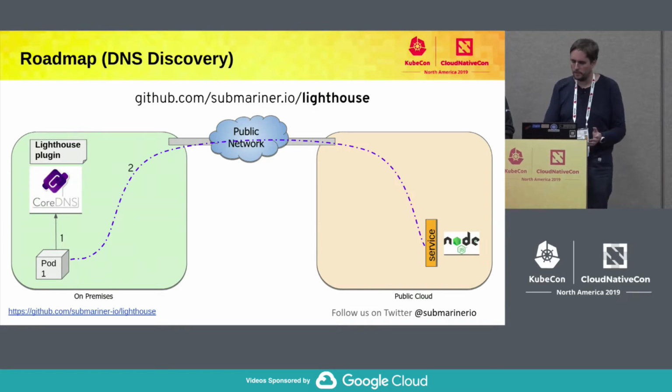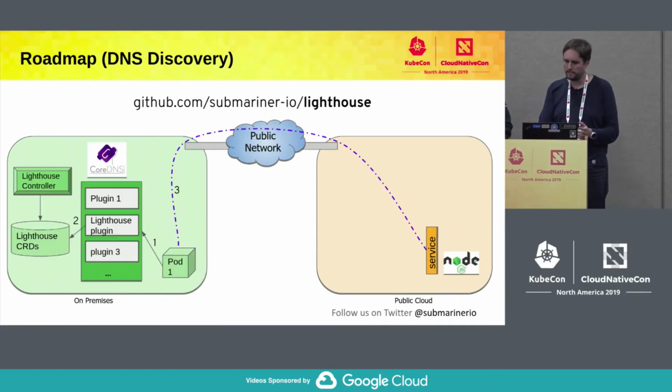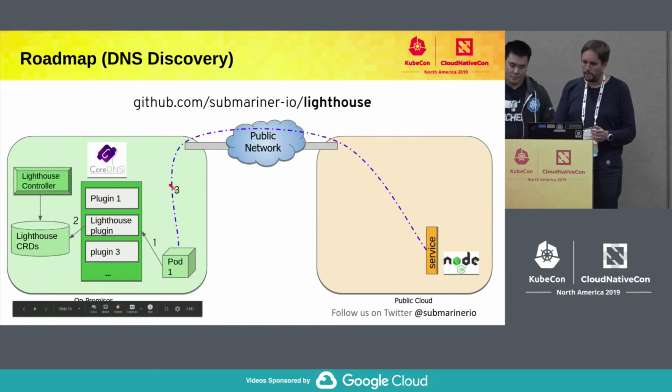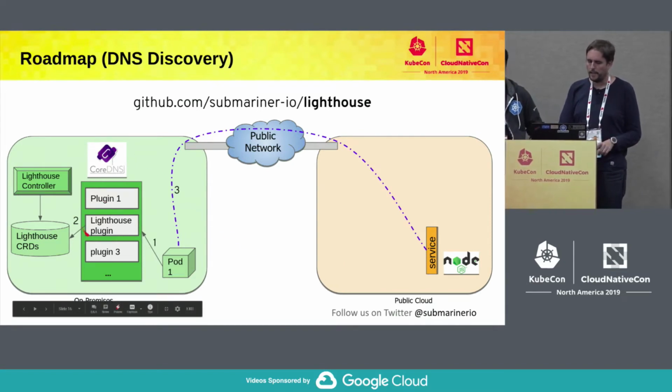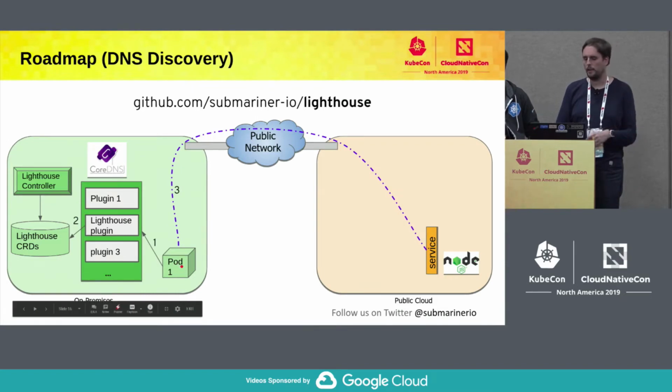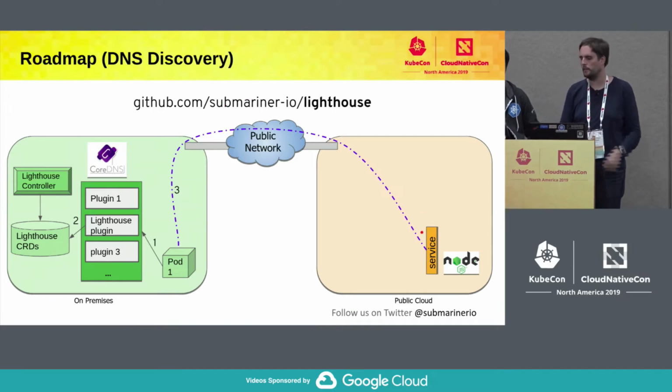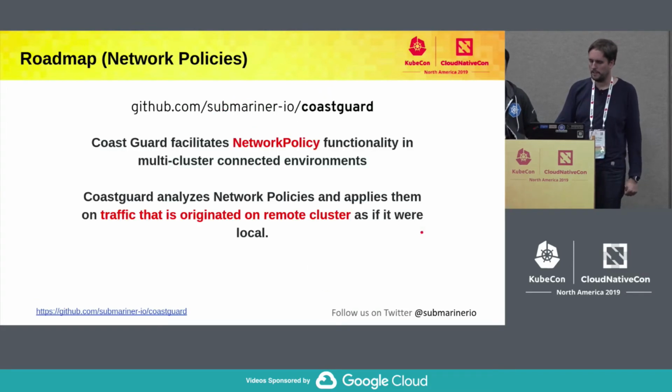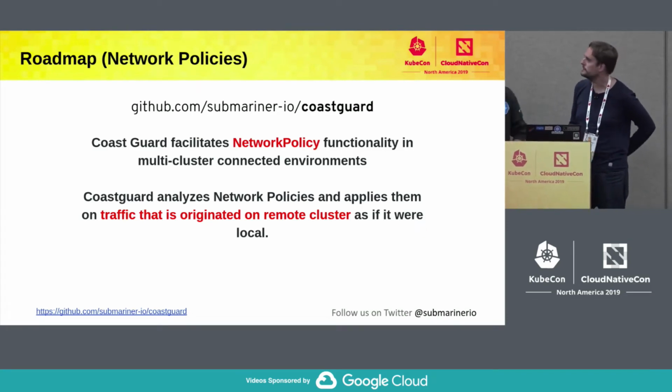And this is how it looks currently for the design. We are creating a CoreDNS plugin and a controller that will discover the remote services and create local CRDs that this CoreDNS plugin can reply with. So a pod that runs in this cluster will make the DNS query and discover this remote service living on the other cluster. And the other very important topic that we need to look at is network policies.